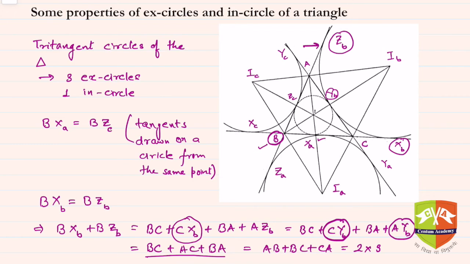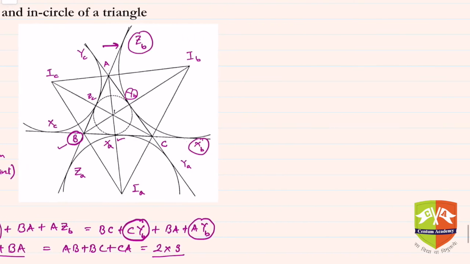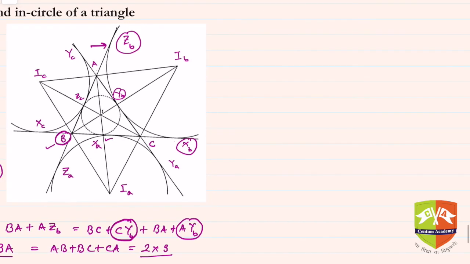So this is the first learning. What is the learning? The learning is the sum of any two tangents, for example BXB plus BZB, is nothing but twice the semi-perimeter. Okay, now let me do the further analysis here.